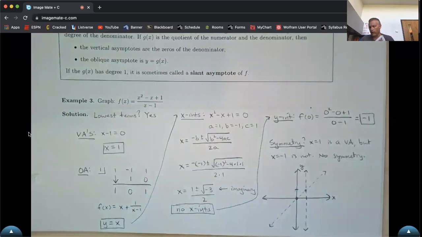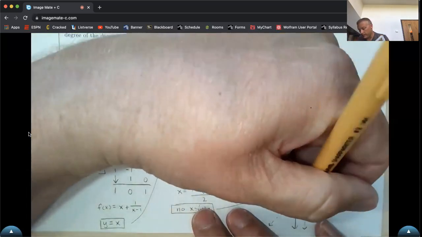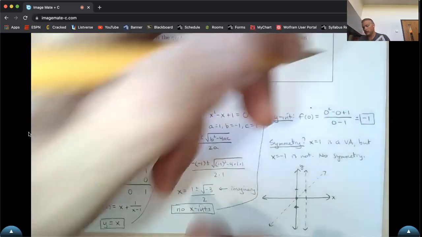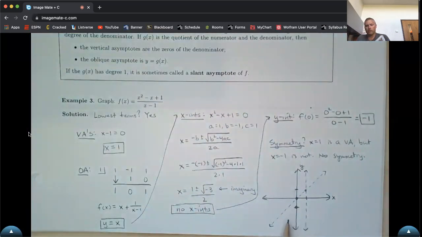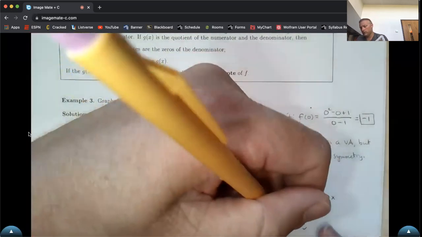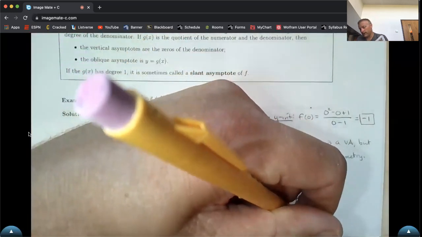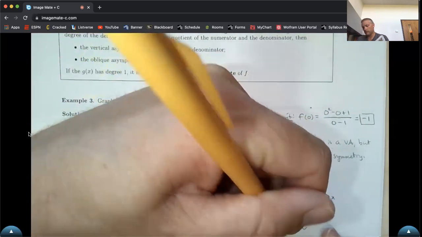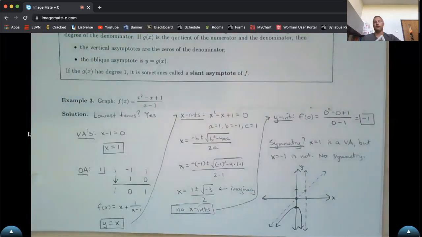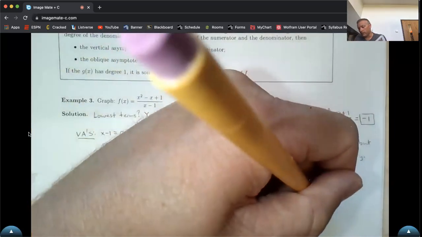And I do have one point on the graph. I have the y-intercept of negative 1. So this is a point that's to the left of the vertical asymptote and below the oblique asymptote. So I'll just draw a graph that has that property. So that at least tells me what's going on the left side of the vertical asymptote. But we don't know what's going on the right side. So let's plug in a number like x equals 2.